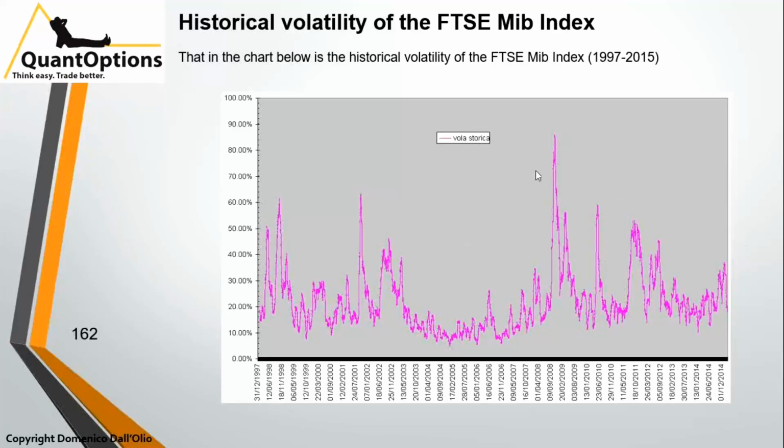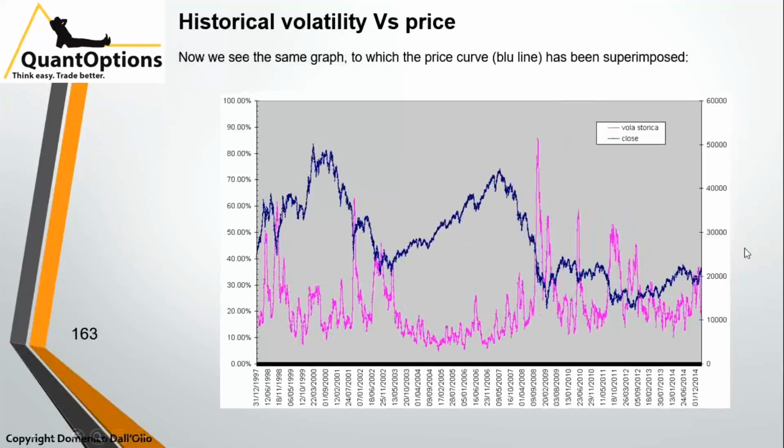And if we put on the same chart both the historical volatility and the price, the blue line in this situation, what we can see is that any time the market falls, the historical volatility spikes. This is a very common behavior in the markets. When the market falls, historical volatility spikes. Every time we see a spike in the historical volatility, we can see the market has been dropping significantly.